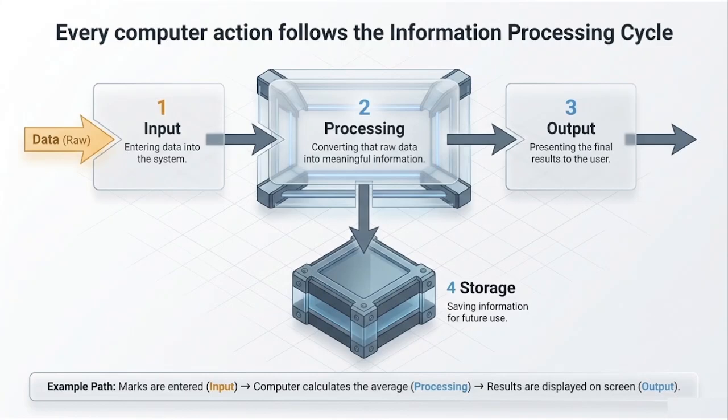Every computer action follows the information processing cycle, starting from input to processing to output and lastly to storage. For example, when marks are entered into a computer, the computer is going to calculate the averages, the totals, and then also the rankings, and so on. After calculating all those computations, it is capable of displaying the results at the very end. This cycle is continuous in all computer operations.